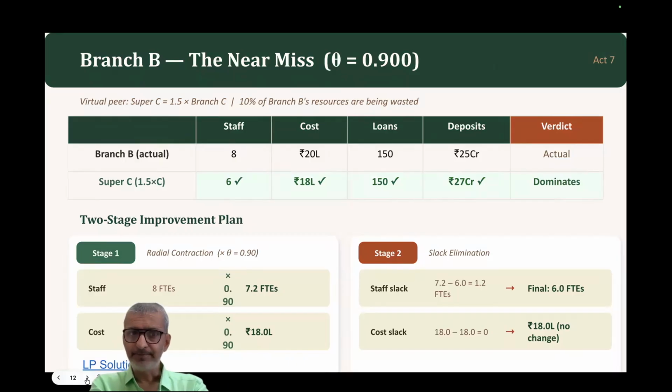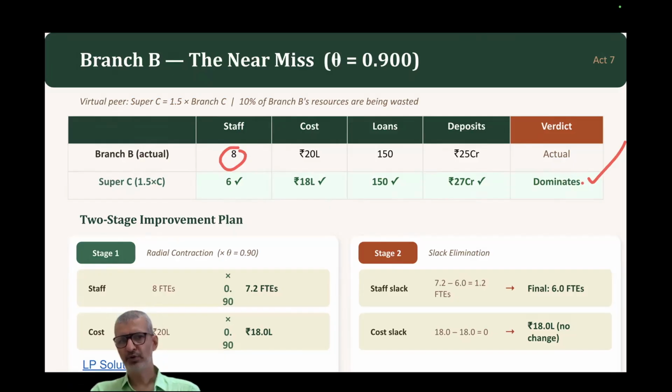Now branch B. If you look at branch B, this is the value that we have, staff 8 and this. If we multiply branch C by 1.5, we see that branch C dominates, right? Branch C is better. So what we can do is improve branch B by reducing the staff by 10%. There's something called a radial contraction. So if we reduce by 10% or make it 0.9, we get 7.2 FTEs.